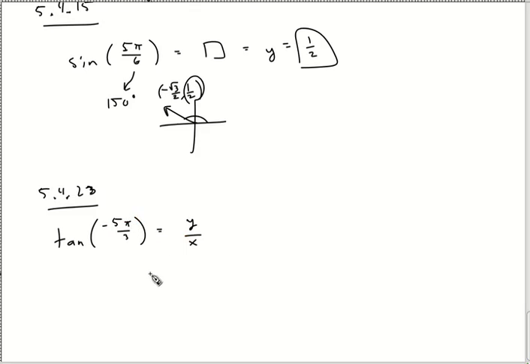Negative 5 pi over 3 is a little interesting. What I'm saying is a negative 300 degrees. But if I'm going to go negative, it actually ends up right up here at 60. That's right, it ends up at the 60 degree mark. And so then I have a positive 1/2, a positive square root 3 over 2. So here we go. My y value is the square root 3 over 2.